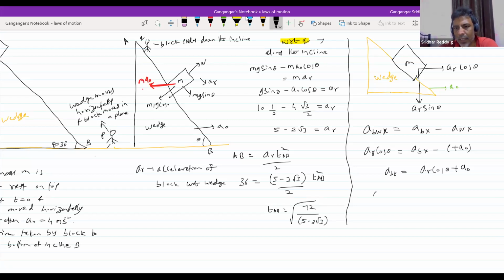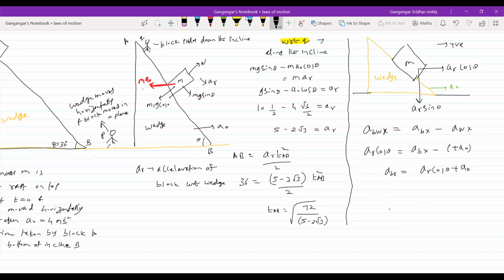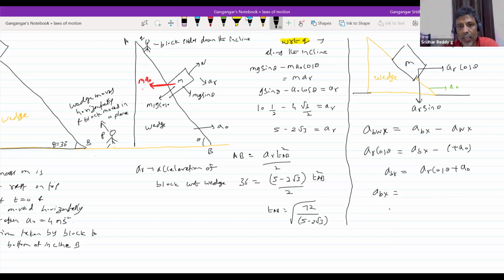Then what about the acceleration of block with respect to wedge along y-axis? It is equal to acceleration of block with respect to ground along y-axis minus acceleration of wedge along y-axis. Our wedge is moving only along x-axis, no? This will be 0. This we don't know. Do we know the acceleration of block with respect to wedge along y-axis? It is AR sin theta. So what is ABY? I'll substitute this value, then I'll come to this. So downwards positive. Wait. This is the AR value. We know the AR value, no? G sin theta.